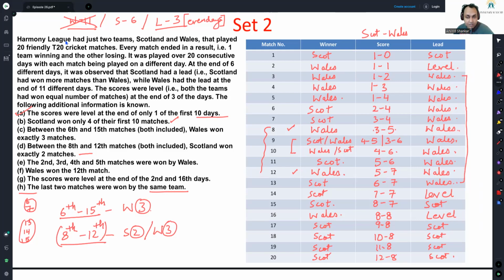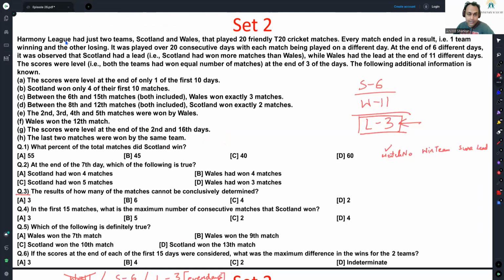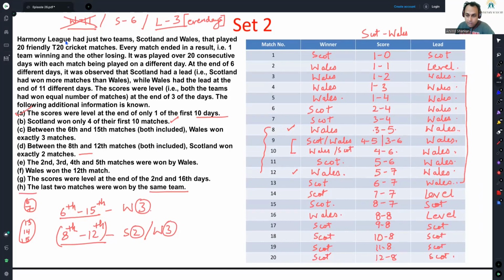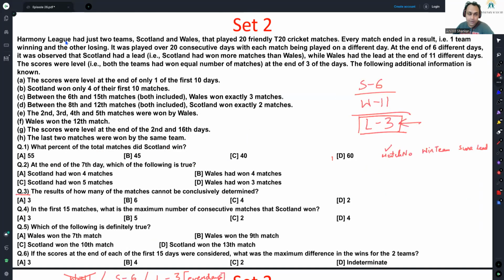We now have winners for every match except 9th and 10th. We now have lead, which team had what lead after how many matches. Let's get to individual questions. First question, what percentage of total matches did Scotland win? Scotland won 12 matches out of 20. So it won 60% of the matches.